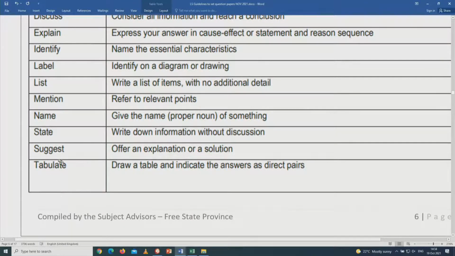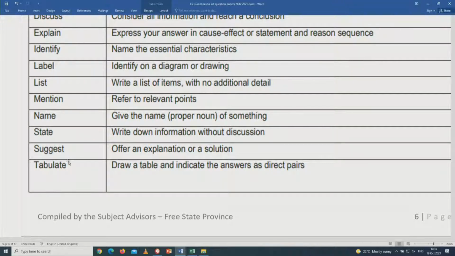Remember a tabulation. I will explain that again when we come to drawing tables. Tabulation, if you say compare or give the difference between two aspects, tabulate the difference between two aspects, then in the table the learners get 1 mark just for drawing the table, and then the other 4.